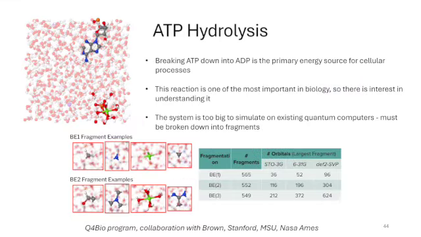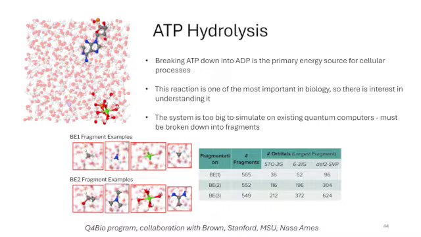And I will showcase a few examples for the task of ATP hydrolysis. So this is an important reaction. Breaking ATP down into ADP is a fundamental source of energy for cells. So this reaction is very important in biology, with multiple applications from studying it, and the whole system is hard to simulate on quantum computers.